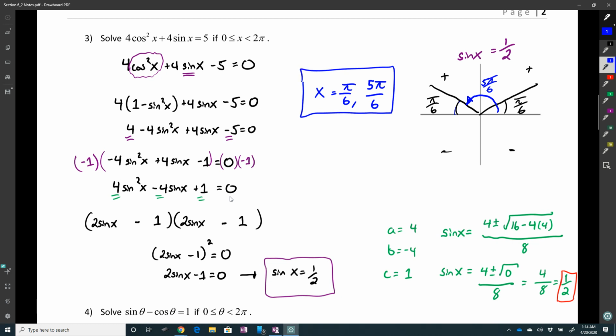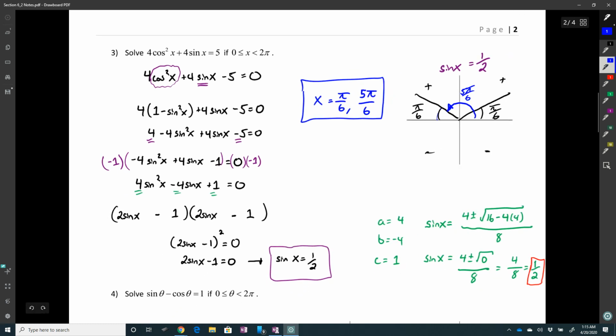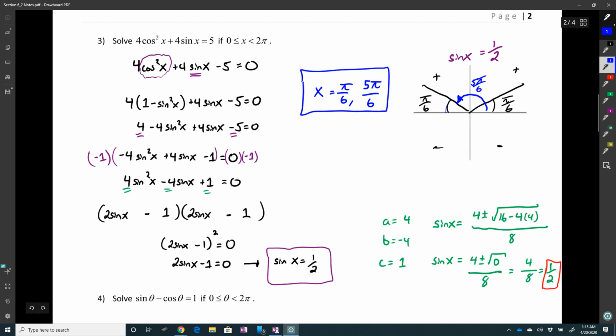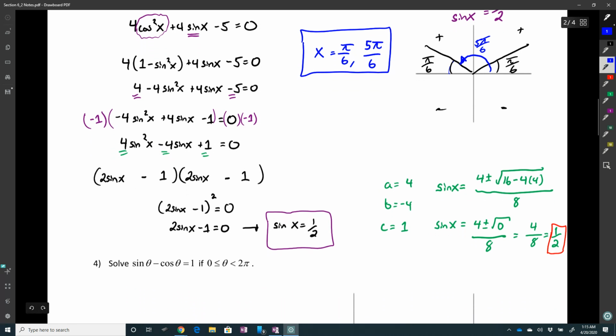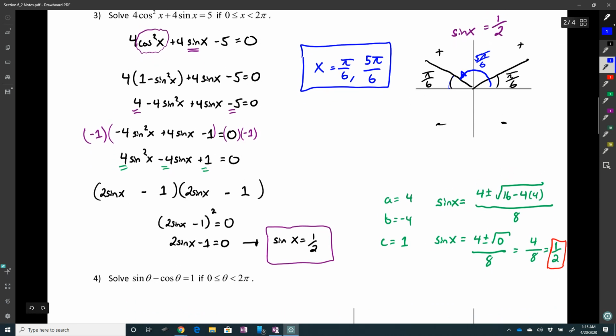All that work for those two answers. Anyway, hopefully that wasn't too bad. Notice the biggest part for this was the manipulation. There was a lot of algebraic manipulation to get to the final answer.